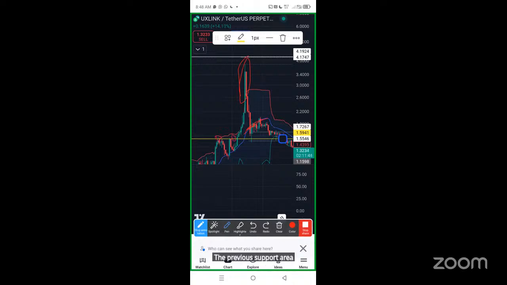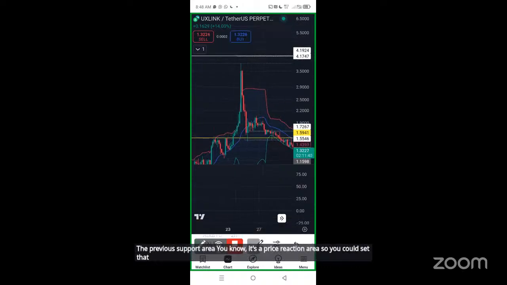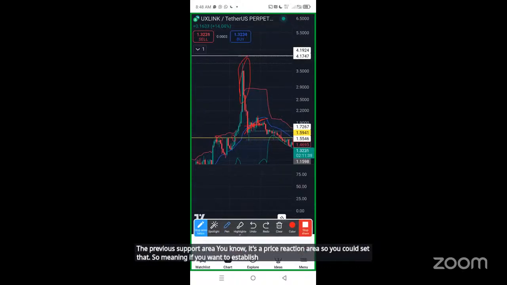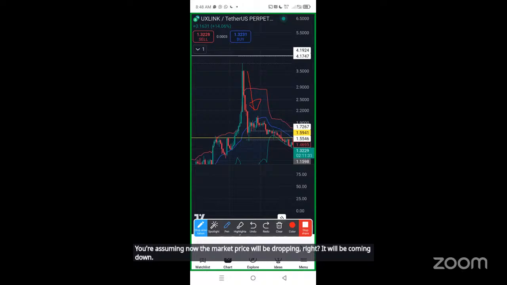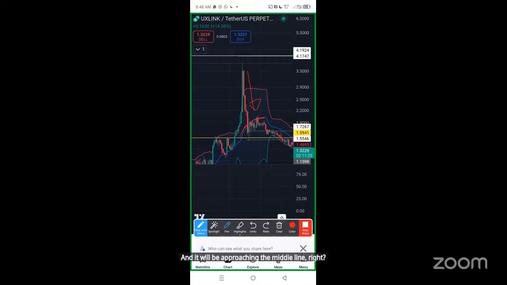It's a price reaction area, so you could set that. Meaning, if you're going to establish your preset at this point, you're assuming the market price will be dropping, right? It will be coming down and approaching the middle line.